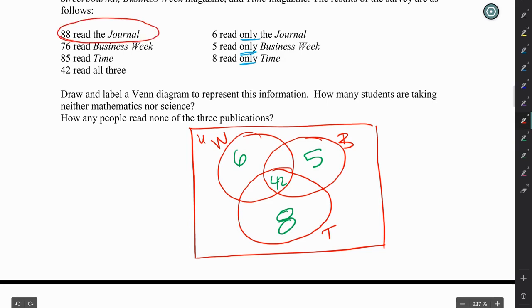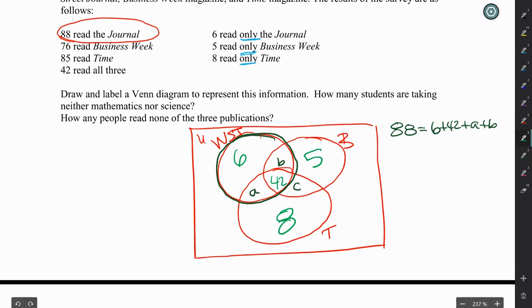So now this is where we have to do a little bit more math because we know 88 read the Journal. Now, the Journal circle is actually the Wall Street Journal. So maybe I should call that WSJ, the Wall Street Journal. That's this circle right here. So that circle has to add up to 88. So what I can do is I can label these 3 sections as A, B, and C. So the entire Wall Street Journal has to add up to 88. So that means 88 has to equal 6 plus 42 plus A plus B.